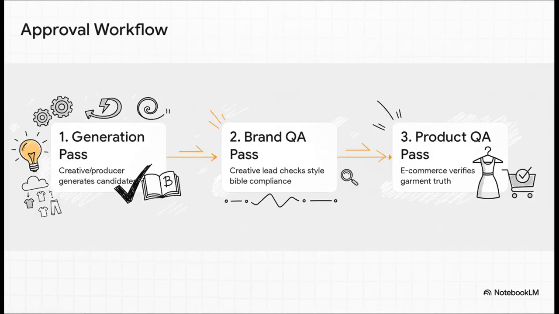Now, to make sure all these rules are actually being followed, you need a workflow. But listen, it doesn't have to be some slow, bureaucratic nightmare. A simple 3-stage process works wonders. First, the generation pass, where you're just creating a bunch of options. Second, a brand QA pass, where someone checks it against the style Bible. And finally, a product QA pass, where your merchandising team confirms the garment truth. It's about clear gates, not slow committees.